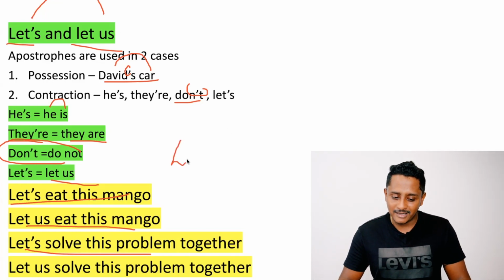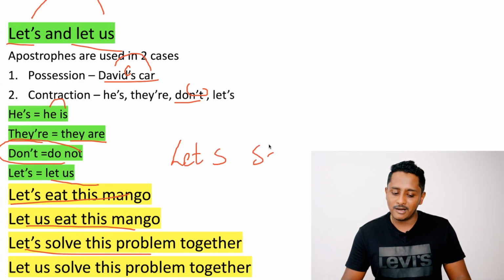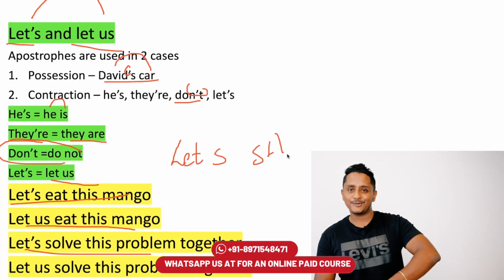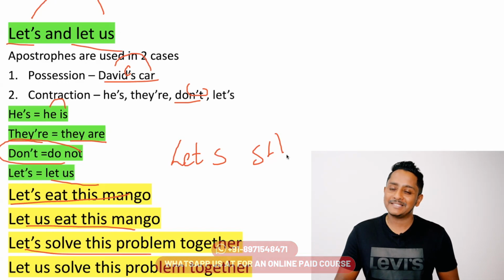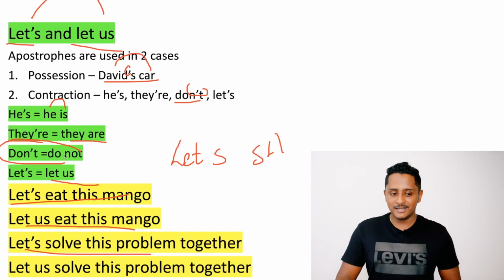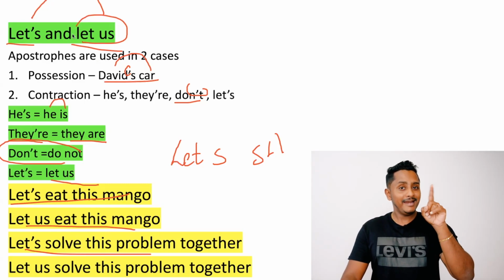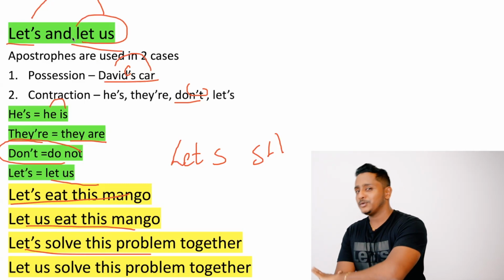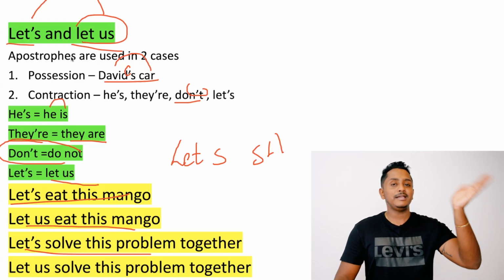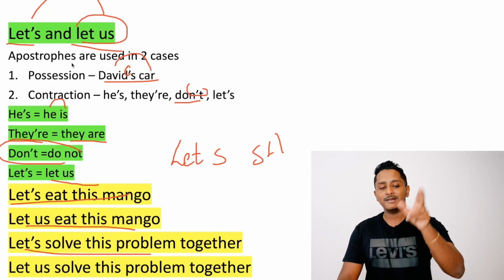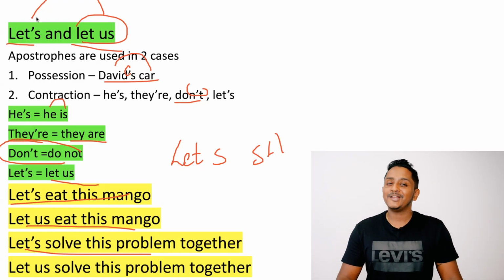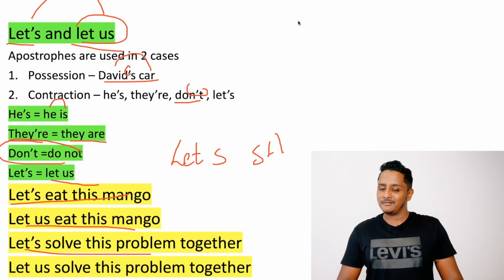Then when does the problem start happening? When you start writing "LETS solve the problem together." That's wrong. LETS is a verb. LET apostrophe S is a short form for let us. Let us do it. LETS is like "he lets me do it," just as "he eats this mango." So that is a verb.